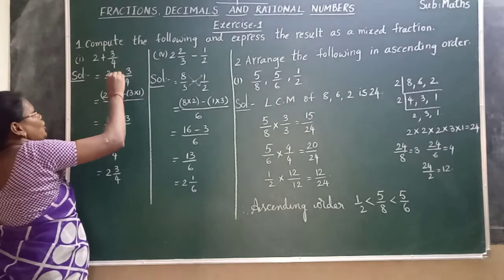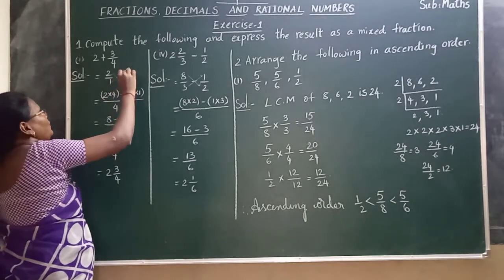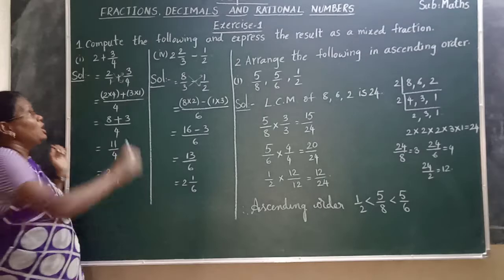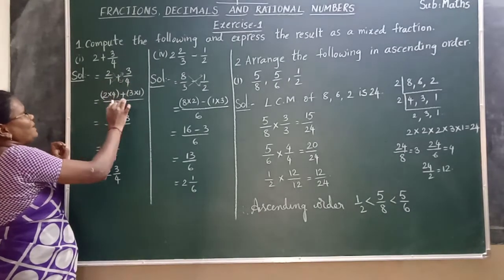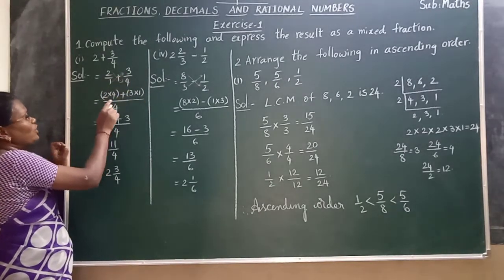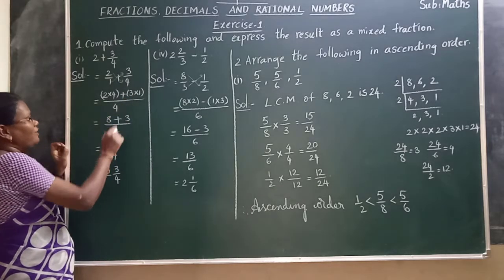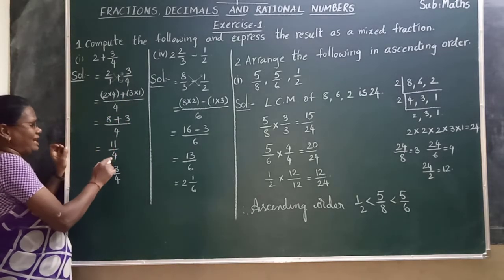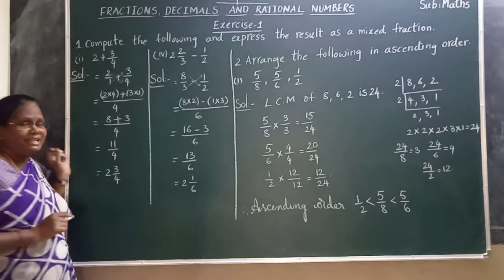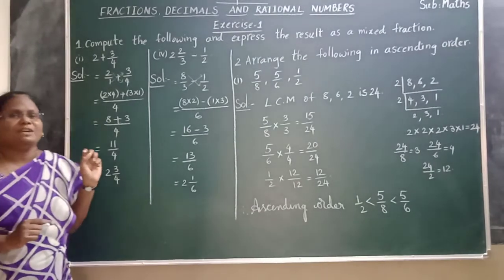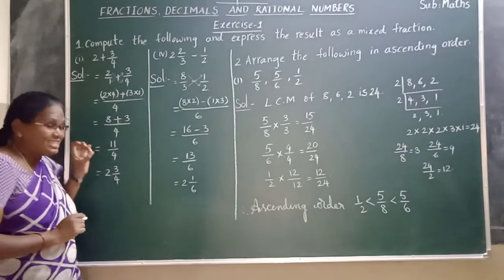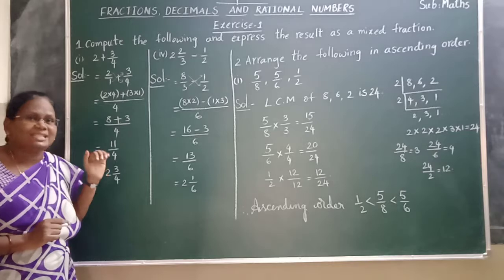Cross multiplication. 2 into 4 plus 3 into 1. 2 4s are 8 plus 3 1s are 3, by 4. 8 plus 3 is equal to 11. 11 by 4. This 11 by 4 is converted into the mixed fraction. 11 by 4 is an improper fraction.